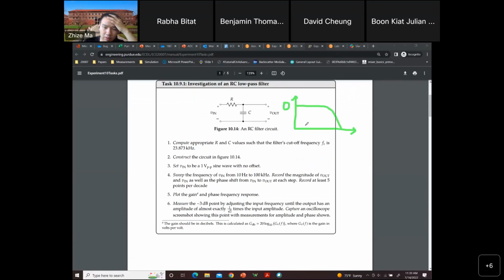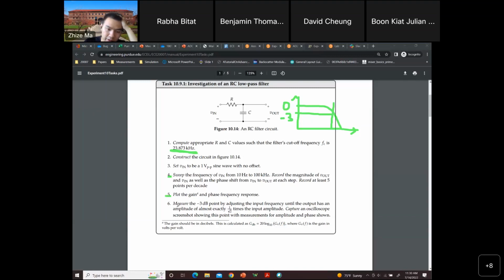And then when the frequency increases, the magnitude decreases. When it reaches the -3 dB point, that should be this frequency right here. This cross point should be something around this value, 23.873 Hertz. So you're going to use the cursor I mentioned to measure this point. Then that's step 4 and step 5.